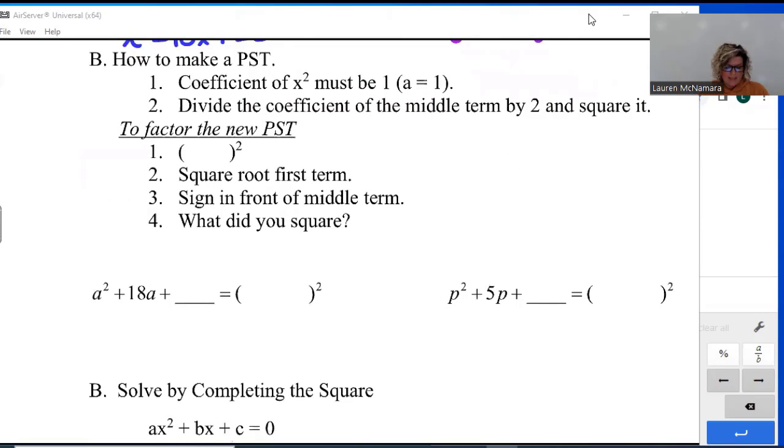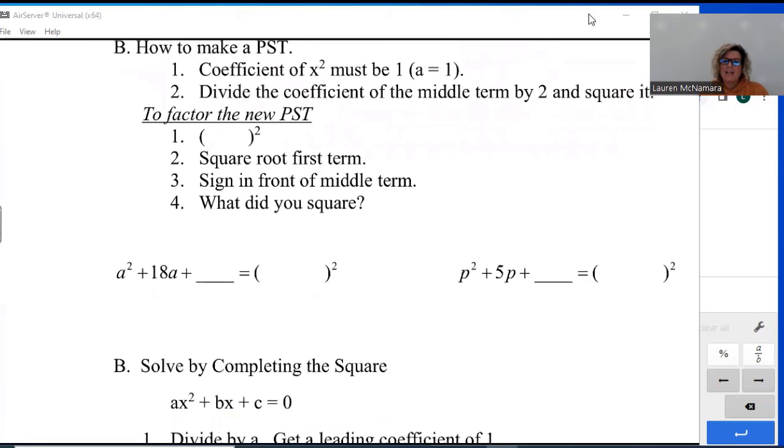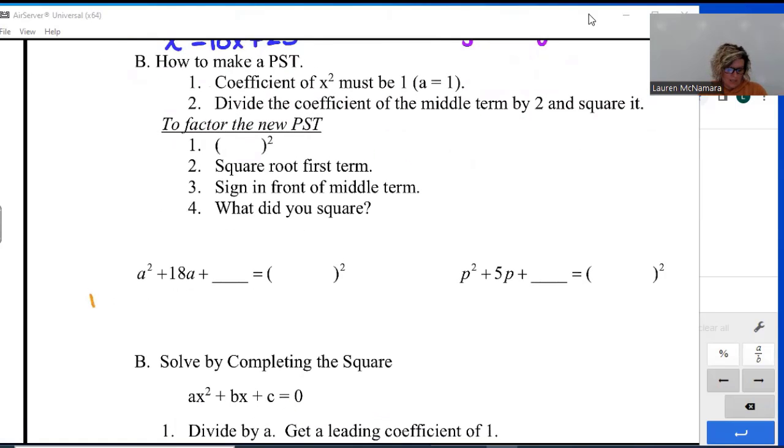So looking at this example that I have right here, I have a squared plus 18a. So I'm going to say, well, the coefficient in front of my middle term, that's our 18 that we're talking about. And I don't even worry about a sign. So I'm just going to take 18, divide it by 2, and then I'm going to turn around and square it. So 18 divided by 2 is 9. 9 squared is 81.